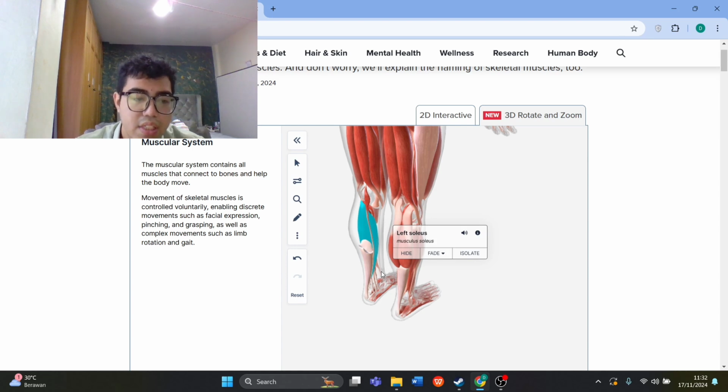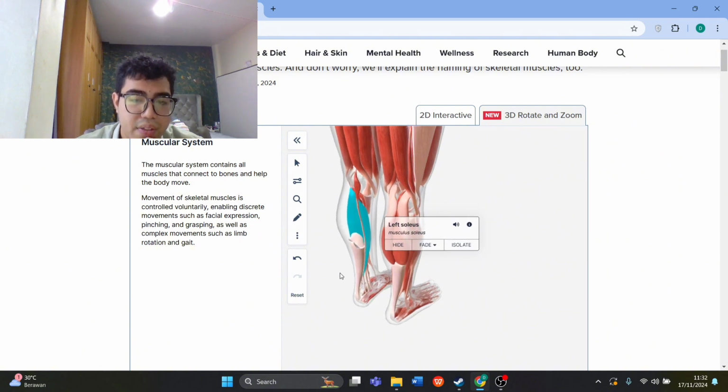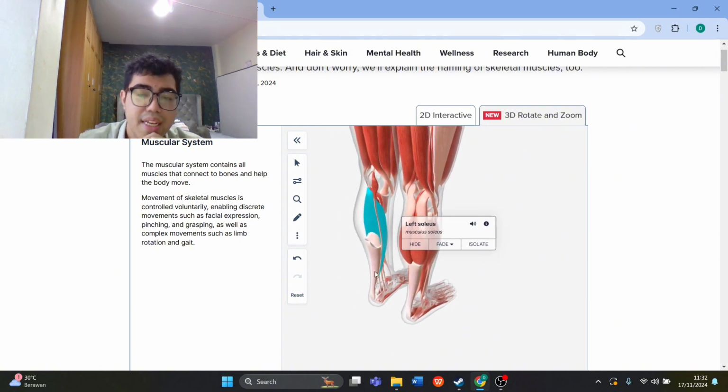We have the soleus. The soleus helps with plantar flexion, the same thing that the other muscles do. So all of this forms the triceps surae. The two gastrocnemius and the soleus muscle form the triceps surae muscles.